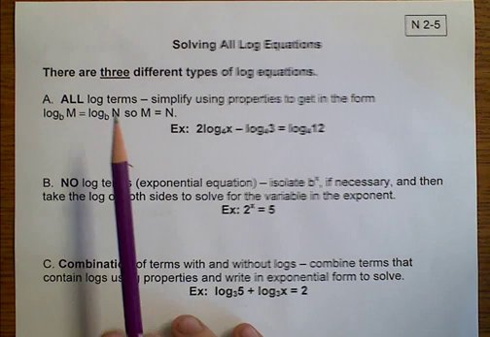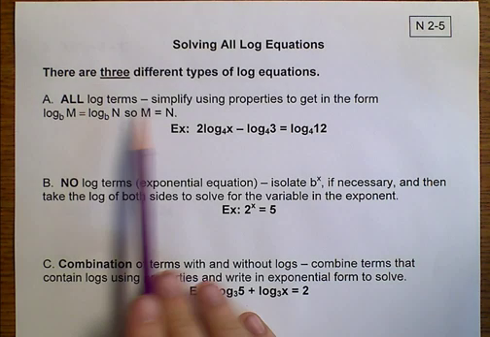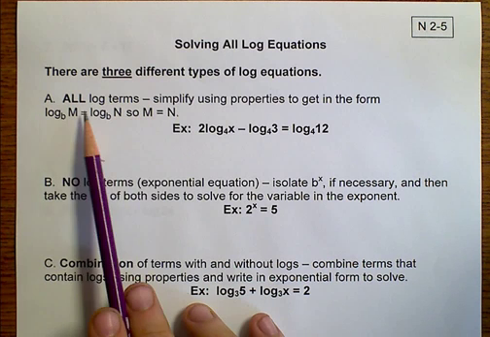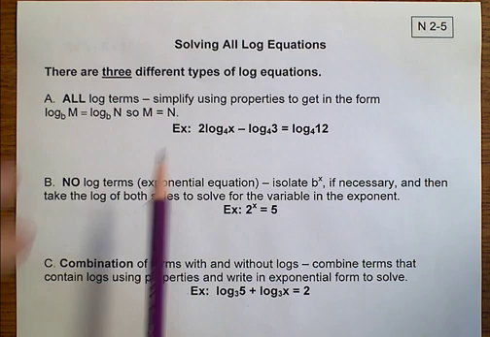The first type is if all the terms are logarithms. All you do is simplify using the properties to get the form log b of m equals log b of n, so that m equals n. Here we have an example.